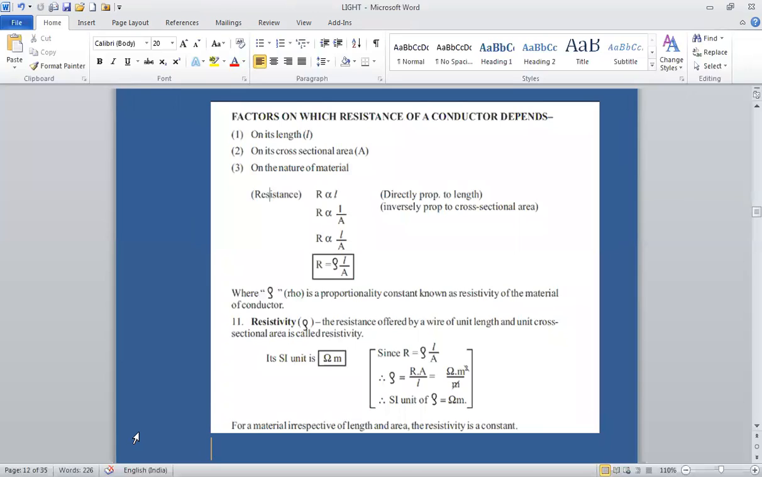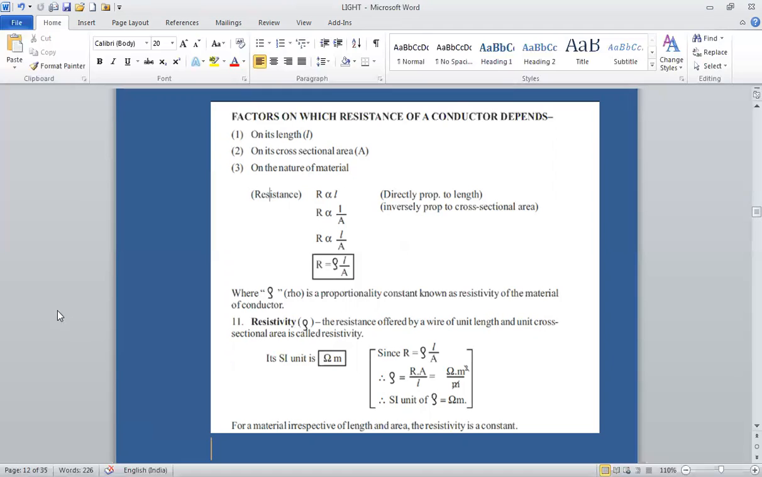Factors on which resistance of a conductor depends. Resistance of a conductor depends upon two main types of factors: geometrical factors and the nature of the material. The length and area of cross section of the conductor are the geometrical factors that affect its resistance.